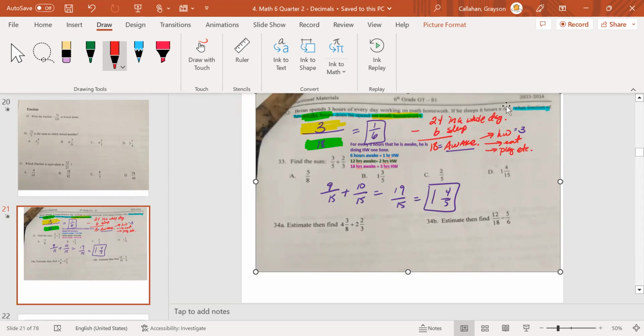If he sleeps 6 hours a day, what fraction of his awake hours does he spend on homework? So there are 24 hours in a day, right? How many hours does he sleep? 6 hours. So 24 minus the 6 hours he's asleep is 18. 18 hours he is awake. 24 hours in a day. He's sleeping 6 hours a day. So what's 24 minus 6? 18. So out of the 18 hours that he is awake, 3 hours he is working on homework, right?